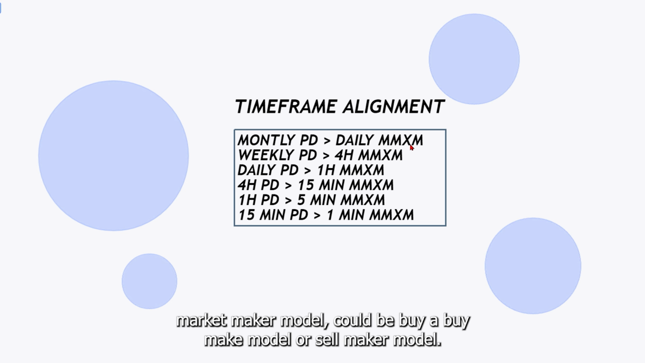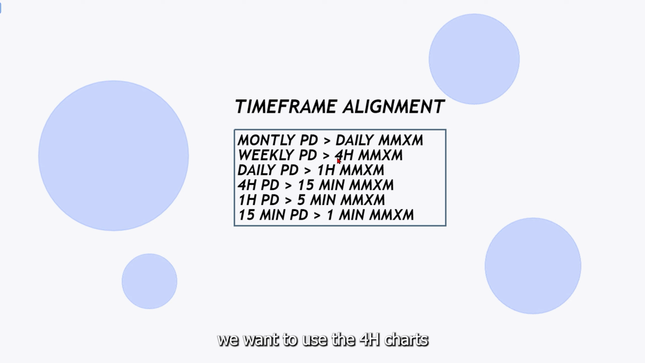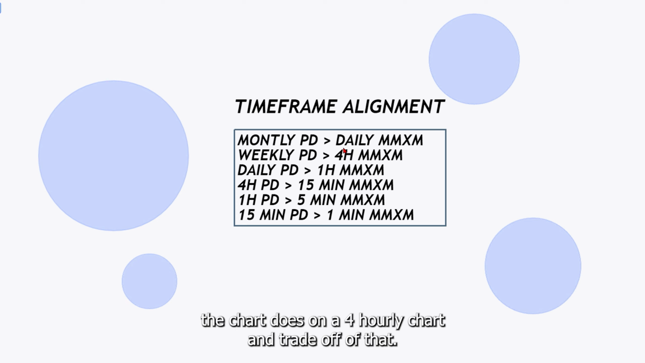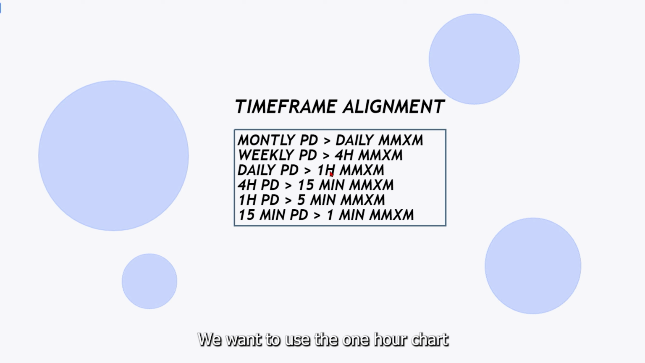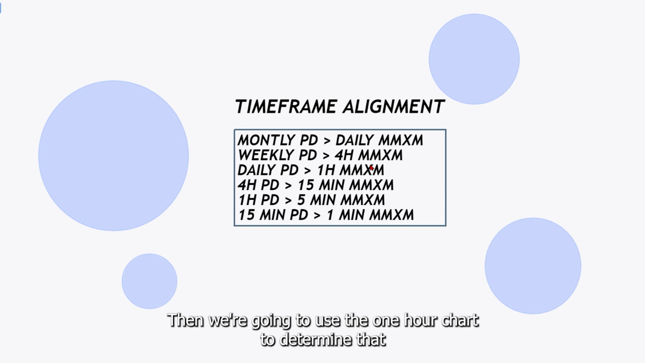Could be a buy maker model or sell maker model. If you see a weekly PDRA, like a fair value or whatever we have, we want to use the 4-hour chart market maker model, typically seeing what the chart does on a 4-hourly chart and trade off of that. If we have a daily PDRA, we want to use the 1-hour chart, where there's going to be a buyer maker or sell maker model. Then we're going to use the 1-hour chart to determine that.